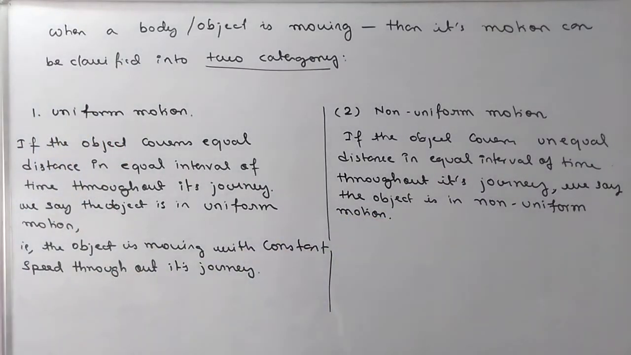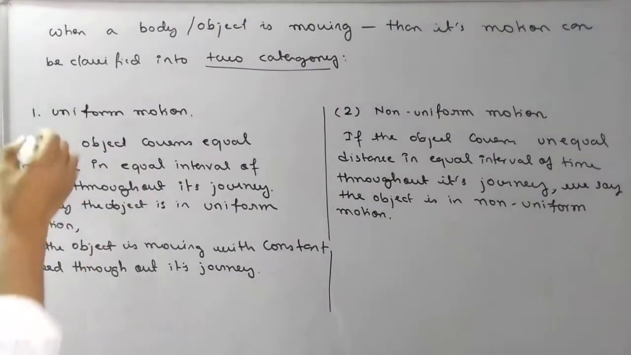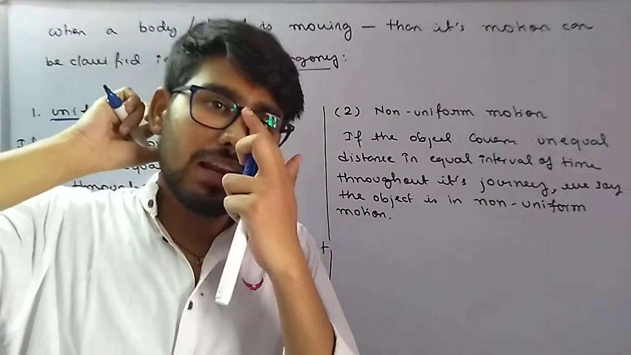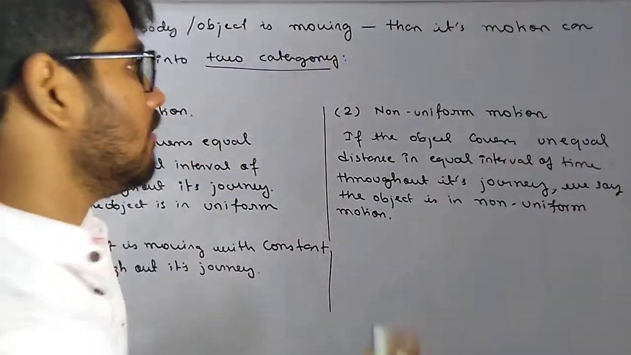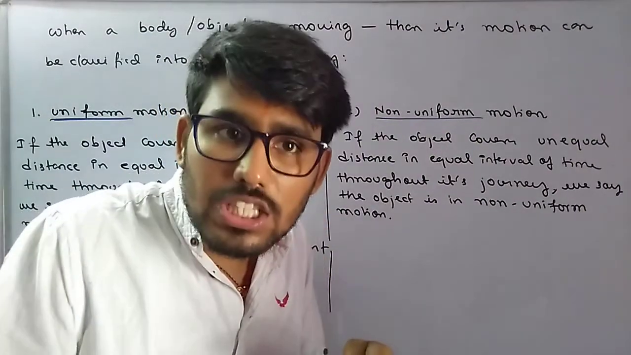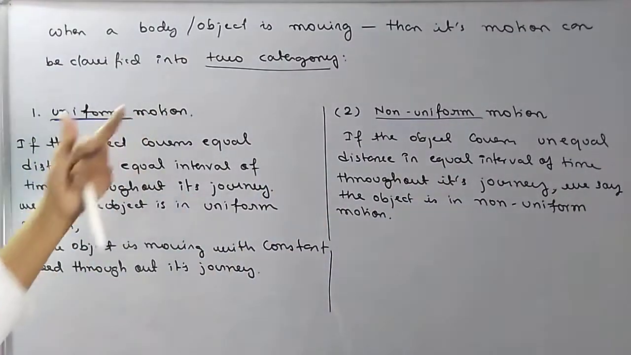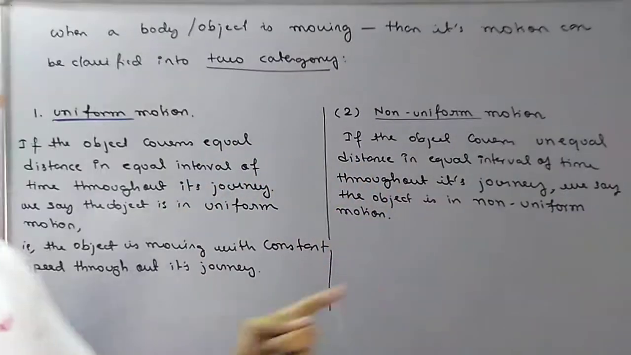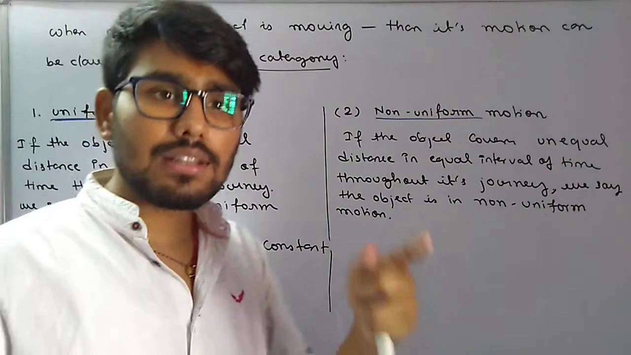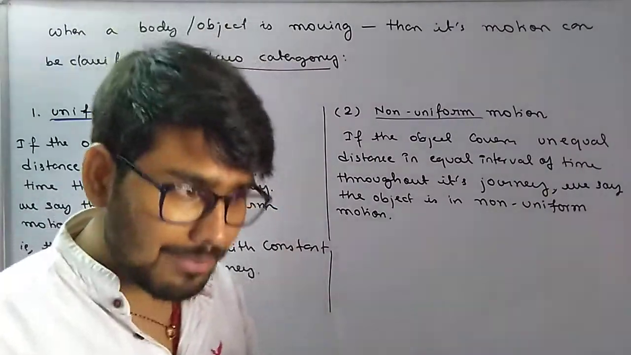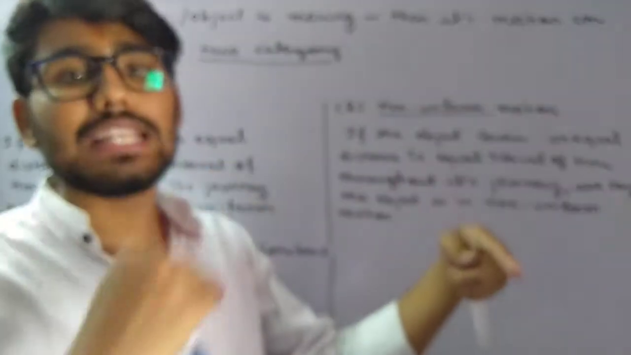The word uniform means remains the same, whereas non-uniform means the value keeps changing. Since we are talking about uniform motion, it means that the value of speed remains the same, and over here non-uniform means the value of speed keeps changing with time. Sometimes it increases, sometimes it may decrease also. I hope it's clear.